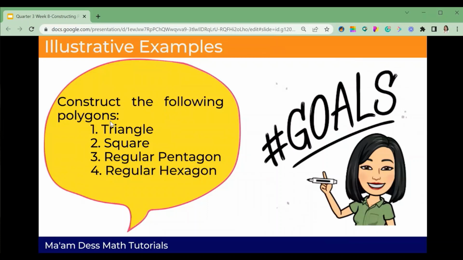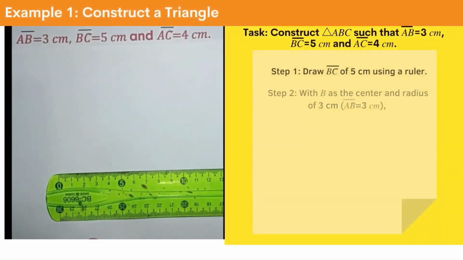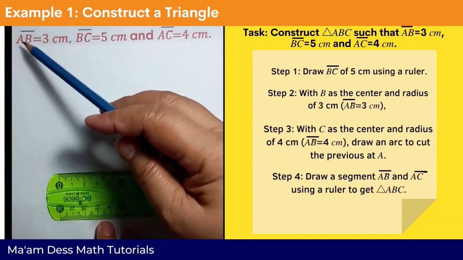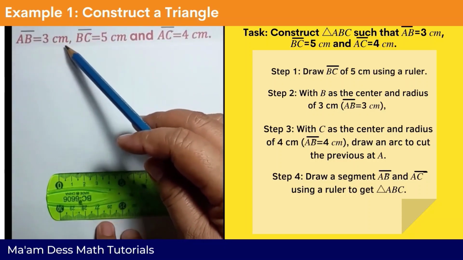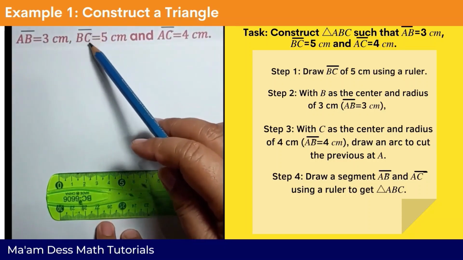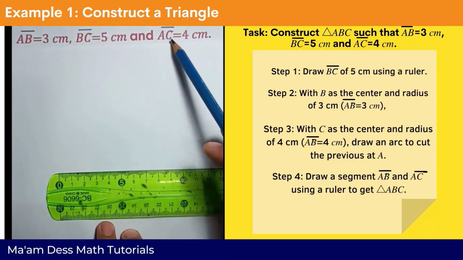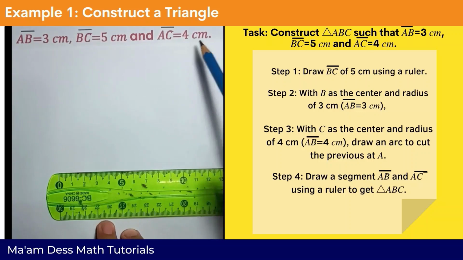We are going now to construct the following polygons. First, the triangle. Second, square. Third, regular pentagon. Fourth, regular hexagon. Construct a triangle ABC such that line segment AB is equal to 3 centimeters, line segment BC is equal to 5 centimeters, and line segment AC is equal to 4 centimeters.